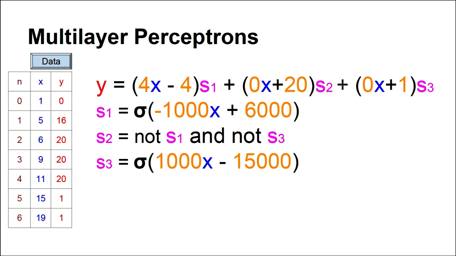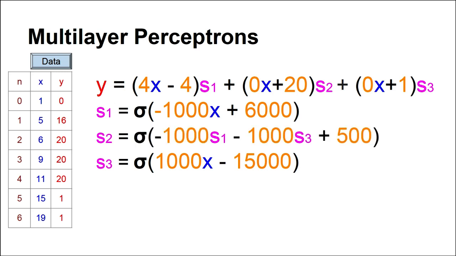So the way we can make this work is to say, for instance, minus 1000 S1 minus 1000 S3, so that the only way that S2 will be positive or have a big value is if both S1 and S3 are 0. If either one of them is not 0, then the value will be negative because the bias is 500. So let's take this example and see what the value is.